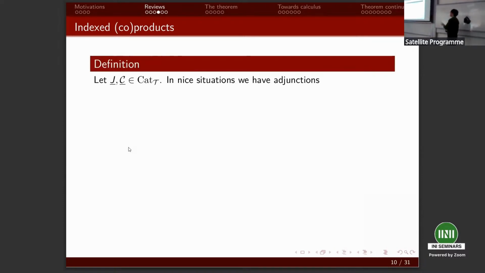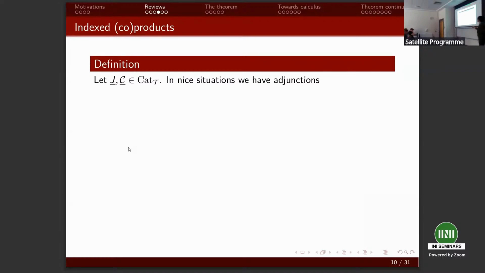Suppose you have two T-categories, J and C. Categorical species are, after all, naturally T-categories, so you can talk about adjunctions. And adjunctions are just fiberwise adjunctions. It's a diagram valid in Cat, there's a fiberwise adjunction.